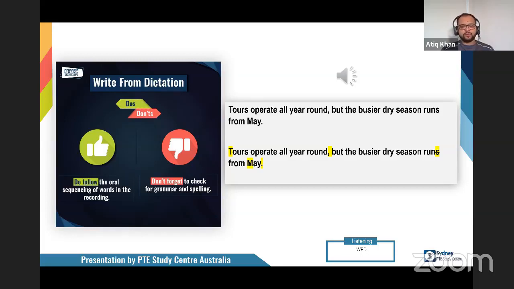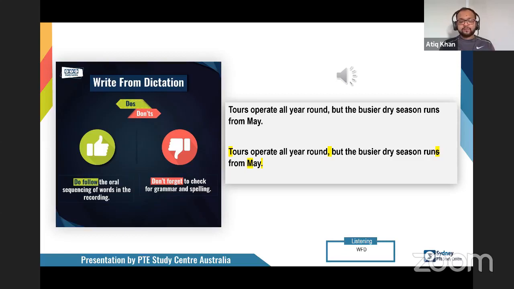Okay, so hopefully you've already taken the sentence notes on your exercise copy. Let's get started with typing the sentence on the comment box. And as you can see from my screen as well, if I play the sentence one more time, we hear that sentence: tours operate all year round, but the busiest season runs from May.